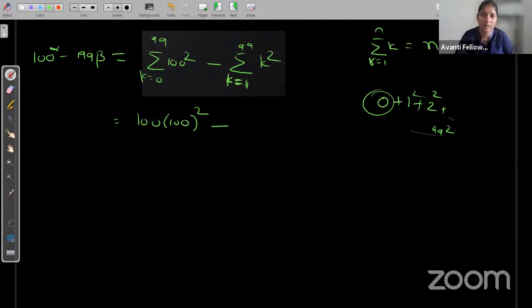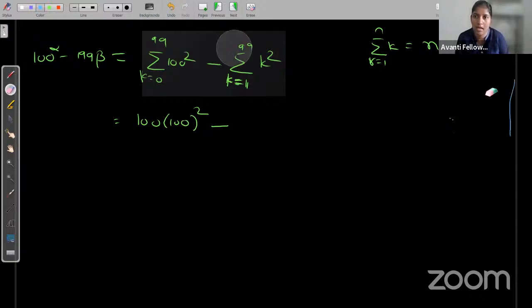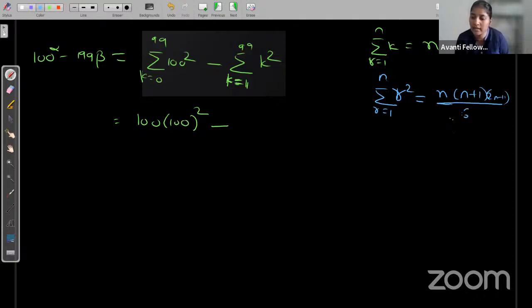First 99 natural numbers. Let me know. I'll rub this and I'll write the formula. Observe here. Summation of r from r equals 1 to n of r square will be equal to n into n plus 1 into 2n plus 1 divided by 6, correct?